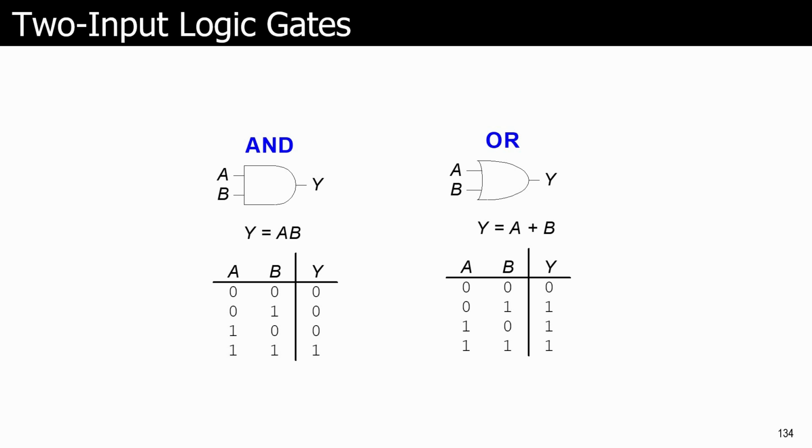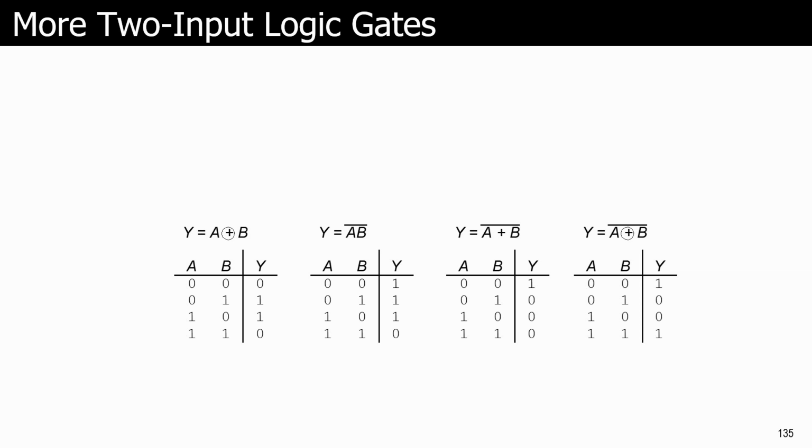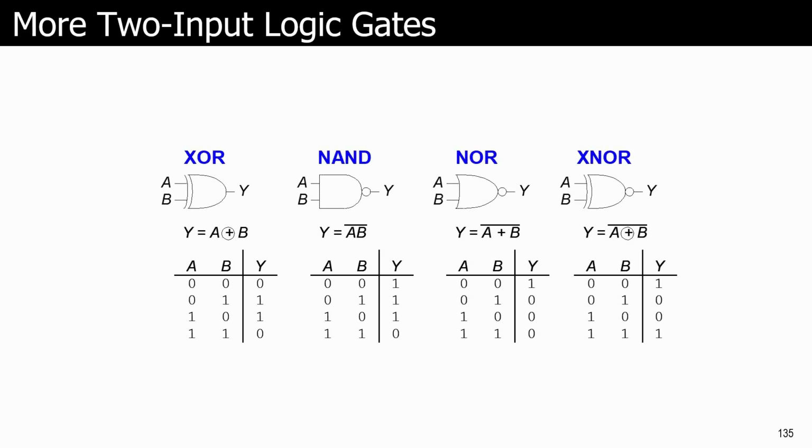We have two input logic gates, and these are the most basic logic gates and probably the Boolean operators you're the most familiar with. There is AND, and what that one does, of course, is it sends out a 1 only if A and B are both 1. We have OR, which will send out a 1 if either one or both of A or B is 1. And then we have more two input logic gates. We have exclusive OR, which will send out a 1 only if A and B have different values.